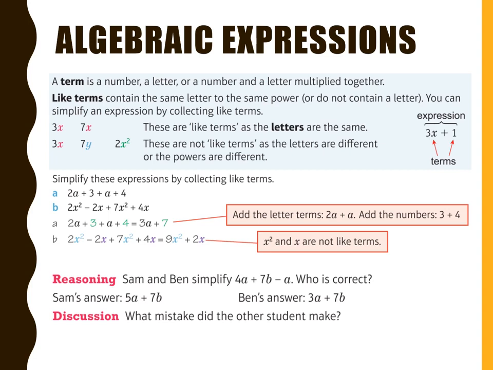So as you can see, instead of doing 4a minus a, Sam added instead of subtracting the minus a. So it should be 3a plus 7b, but he wrote down 5a plus 7b, which is something that a lot of students make mistakes on.